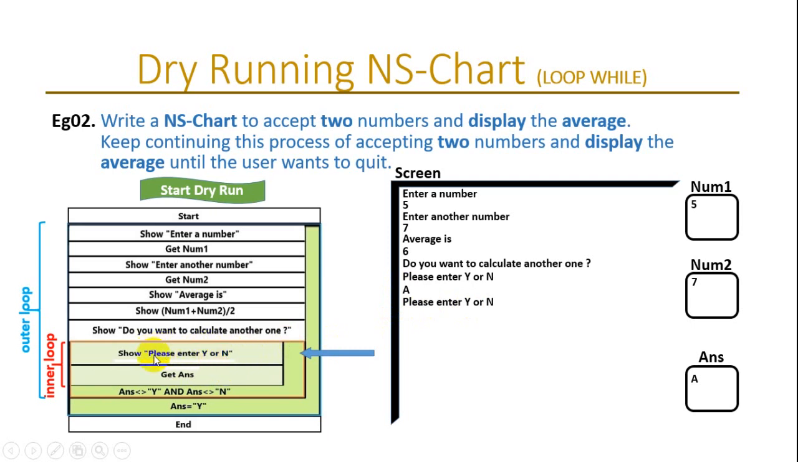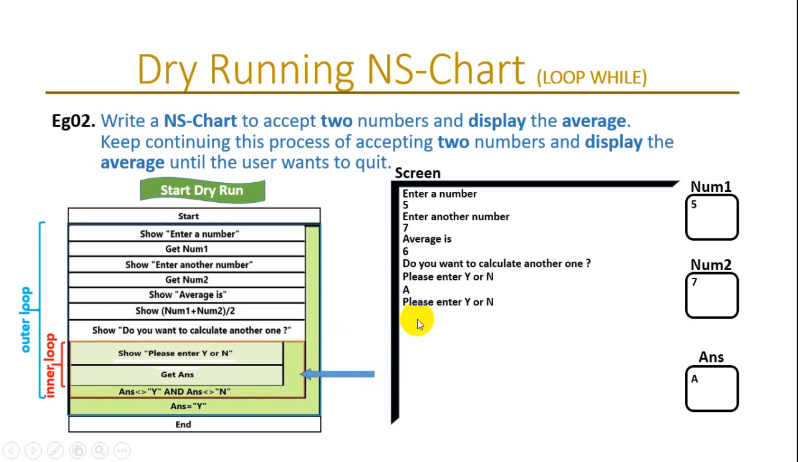In this case he has typed a wrong letter, so it says please type Y or N, and then you go to the next line to get the answer. So now the computer is waiting for a letter. This time again, if he types a wrong letter, same thing is going to happen. It's going to come and say please enter Y or N. Keep on repeating that over and over again until the user types a valid letter.